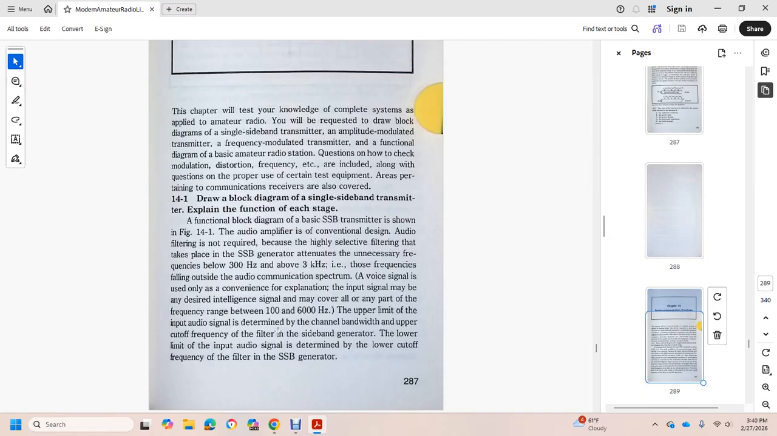to 6,000 hertz. The upper limit of the input audio signal is determined with the channel bandwidth and the upper cutoff frequency of the filter in the sideband generator. The lower end of the input audio signal is determined by the lower cutoff frequency of the filter in the single sideband generator.